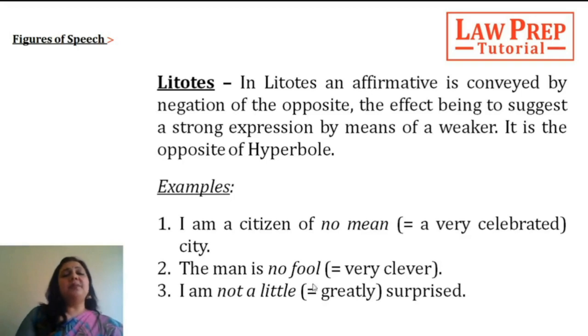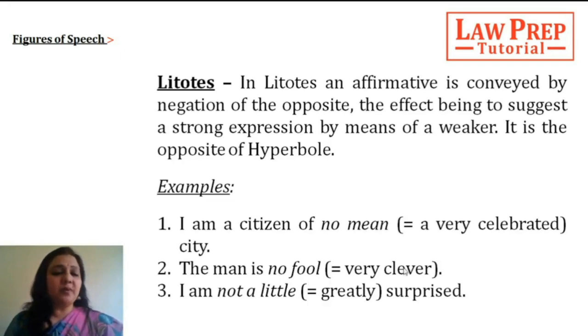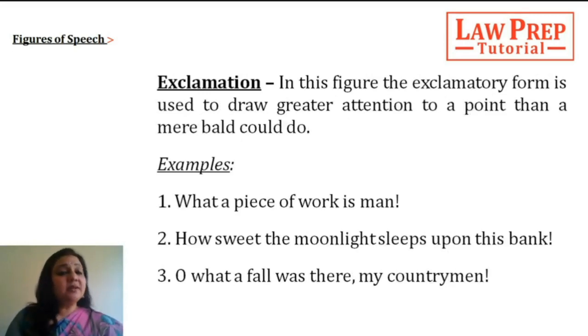See the examples. I'm a citizen of no mean country. No mean city means a very celebrated city. The man is no fool. No fool means very clever. I am not a little surprised. That means greatly surprised. Right? So you've understood litotes.